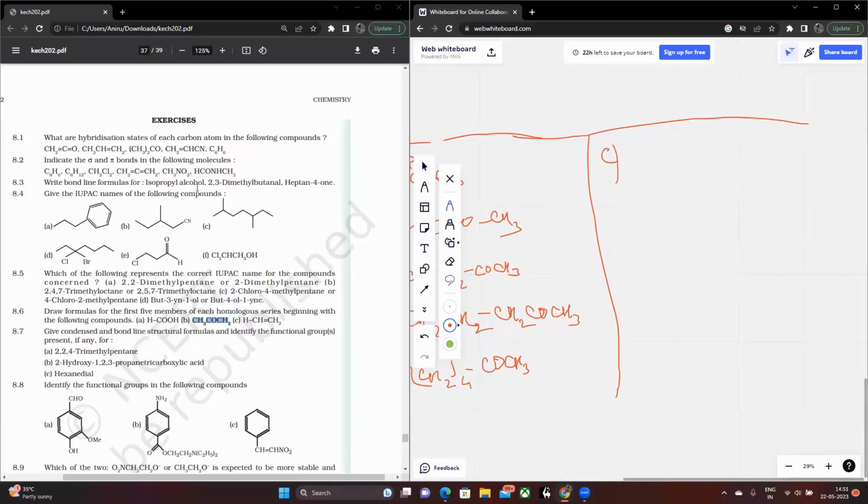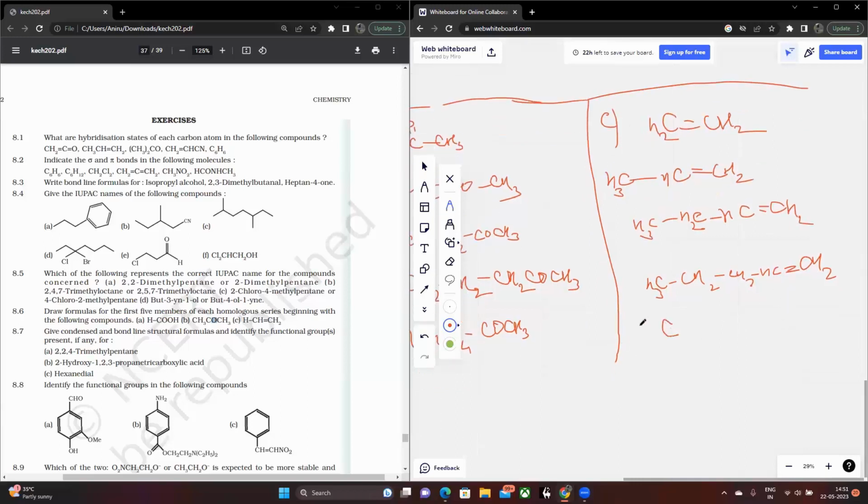And finally, you have the first 5 members of the homologous series of alkenes. The first alkene is ethene, that's CH2=CH2. The second is propene, that is CH3, CH=CH2. The next is butene, then comes pentene, 5 carbons, and finally hexene.